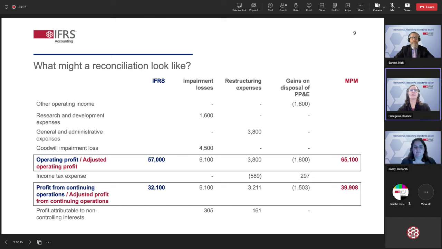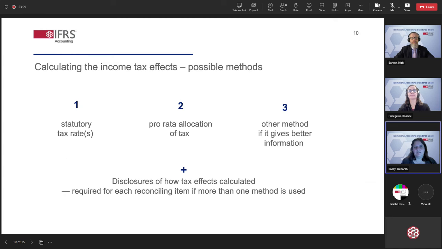Now, Deborah, I know that some companies were concerned that the disclosure of the tax effect for each reconciling item might be complex and costly if calculated in accordance with the requirements in IAS 12 on income taxes. So, as this is a new requirement, has the ISB done anything to help alleviate the costs of preparing these disclosures? Yes, so the ISB did speak to investors about this, and they confirmed that the high-level information about the tax effects of each reconciling item would meet their needs.